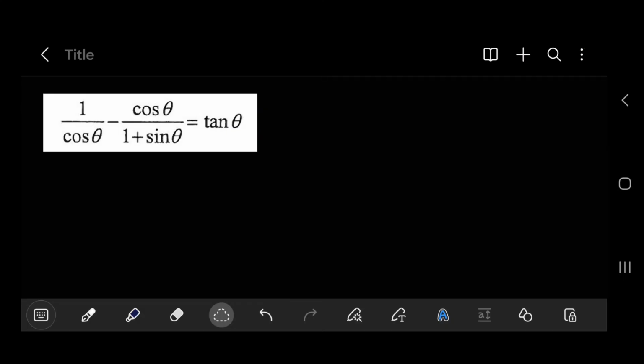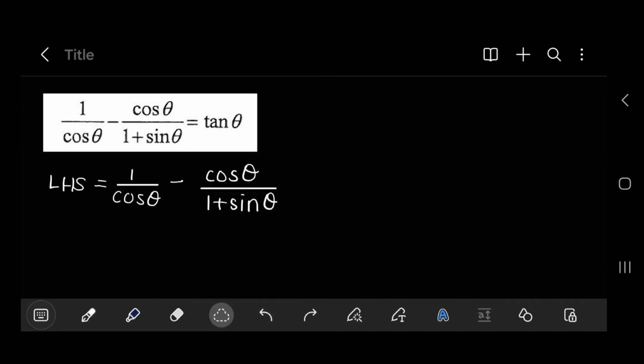We're now on to question 6, and let's start off by writing down the left-hand side. So we are given 1 over cos theta minus cos theta over 1 plus sine theta. Since we are subtracting two fractions with different denominators, our aim is to simplify this so we have it as one fraction.